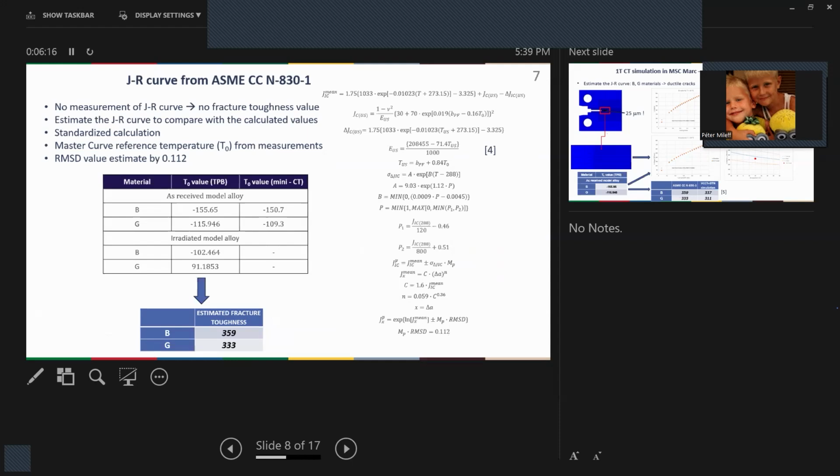see the standard. And for that calculation, we only had to use the master curve reference temperature T0 from 3-point bending test measurements. We also use the RMSD value estimate by that value that you can see for a steel material. It's very common. And with that calculation, we estimated the fracture toughness values for our investigated materials.